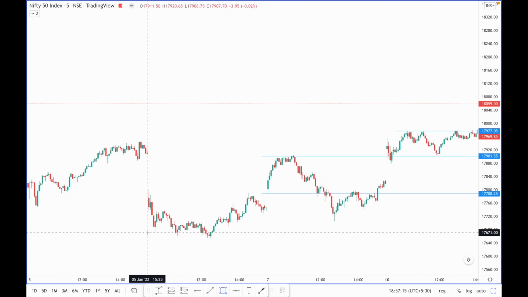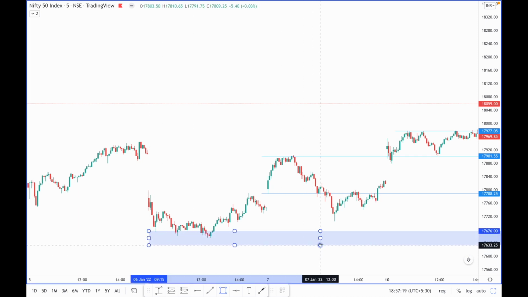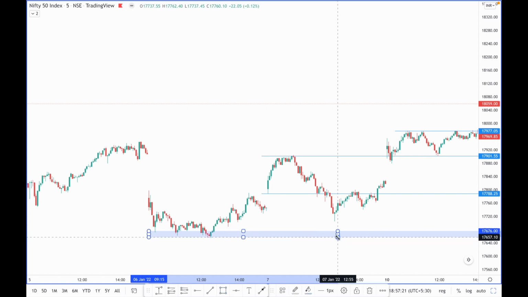Now this is how I mark zones. See, I'm going to touch this area here, I'm going to touch the wick, and I'm going to draw a line here. So what I've essentially done is I've taken a support level here, I've taken a support level here into consideration, and I've taken a support level here. And see how important it is. Price bounces every time it goes to that area.